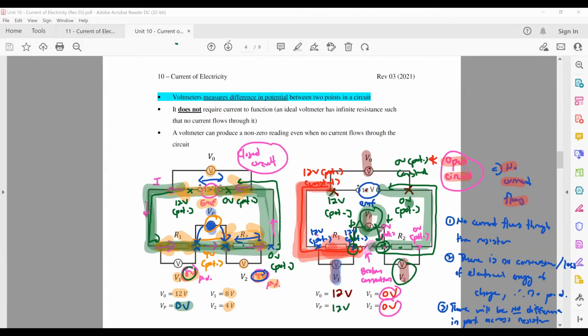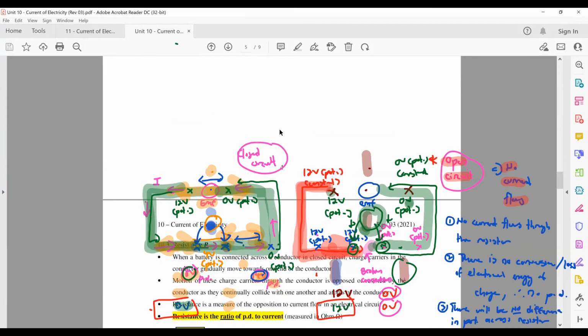Okay. So notice the difference here between this one and this one. This one, you have current flowing, but you're not getting any reading in the voltage. And then this one, you don't have current flowing, but you're getting some reading for the voltage. Okay. It's more like you looking at the diagram and seeing how the potential changes. Right? So this is for voltmeter.